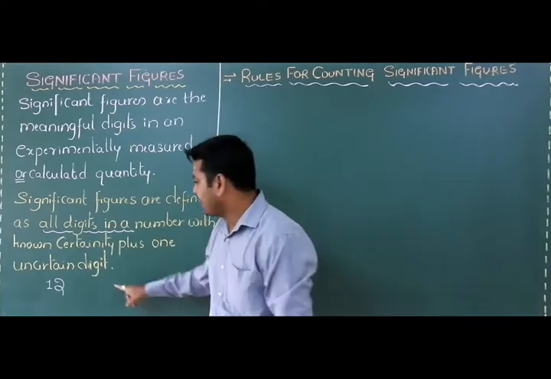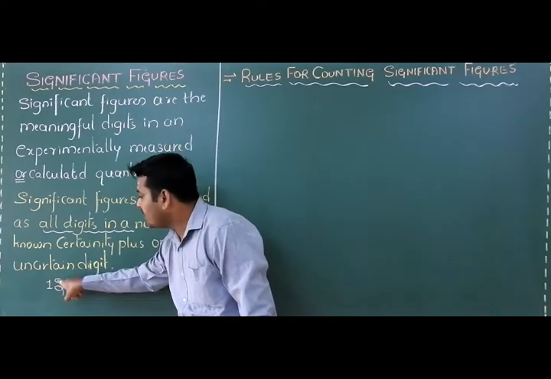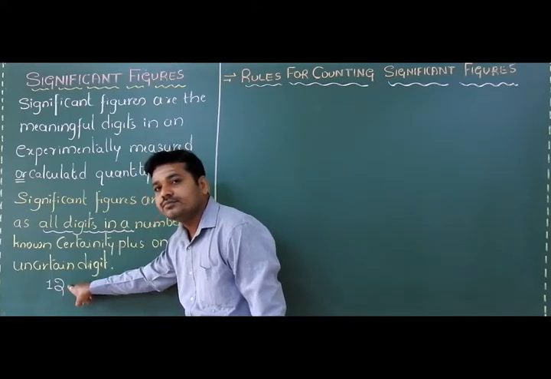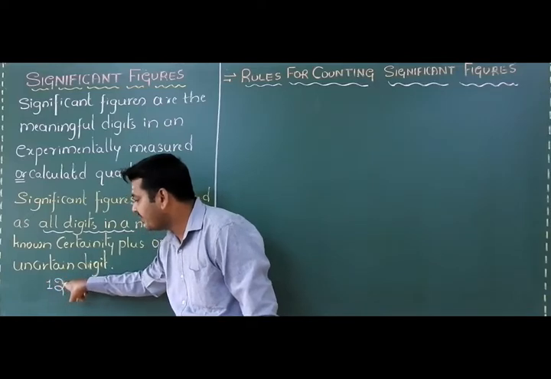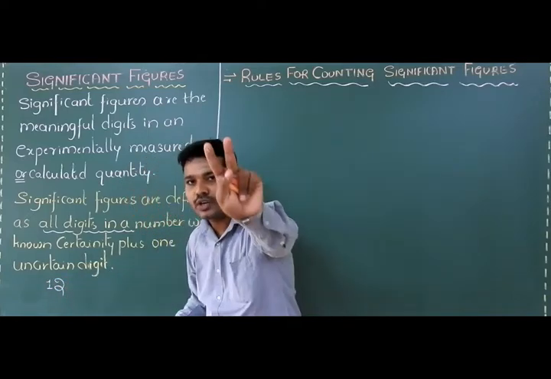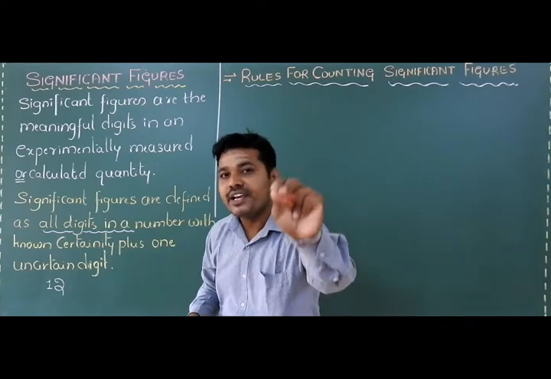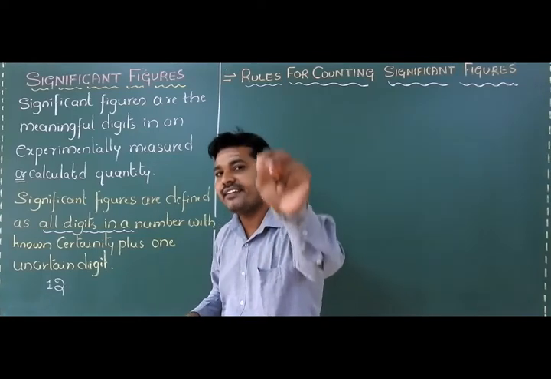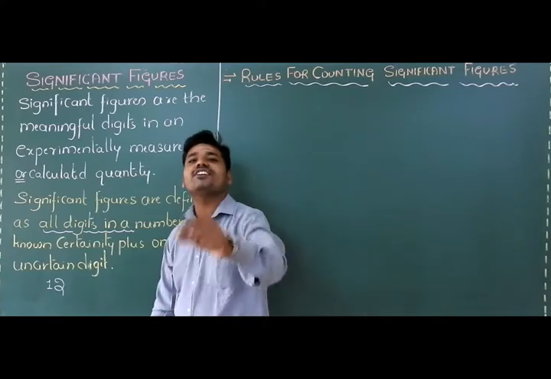Repeat. So 12 is a given number, students. It is a 2-digit number. How many digits are present in this given number, students? 2 digits are present in this given number. Then tell me how many significant figures are present in this given number, students? That's very good. 2 significant figures are present.